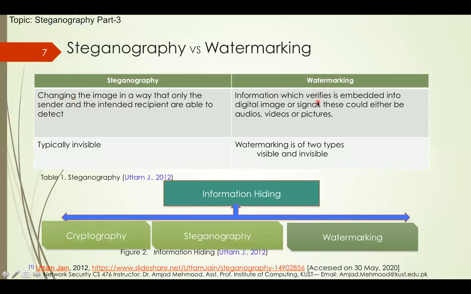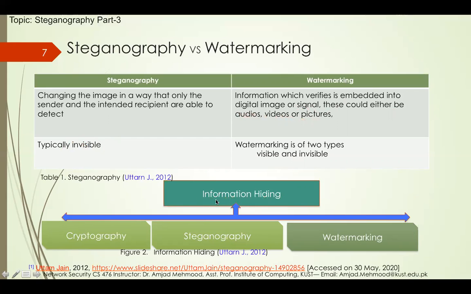Watermarking is information which verifies ownership, embedded into a digital image or a signal. These could be audio, video, or pictures. Steganography is typically invisible, and watermarking is of two types: either visible or invisible. I'll explain that in my coming slides.